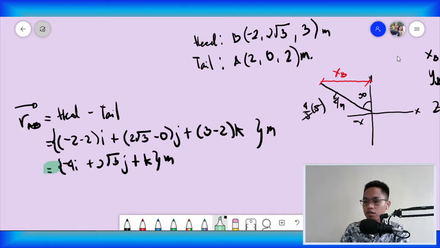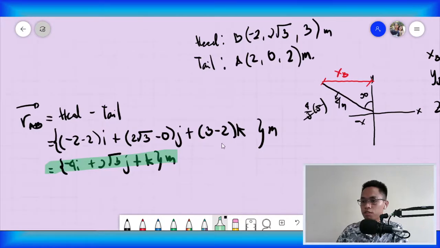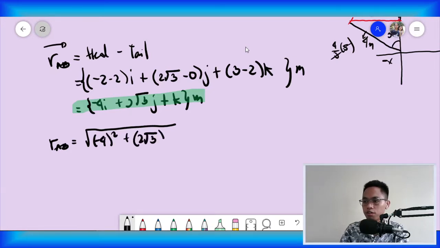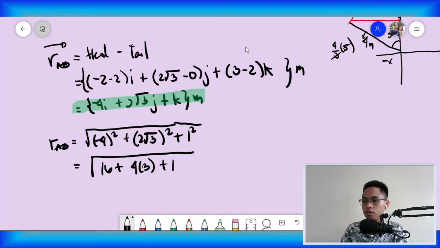So therefore we have the position vector RAB. Now let's solve step number 4, the distance RAB. This would be the square root of negative 4 squared plus 2 square root of 3 squared plus 1 squared. Alright, so this would be the square root of 16 plus 4 times 3 plus 1. That's 16 plus 12, that's 28, plus 1, square root of 29.